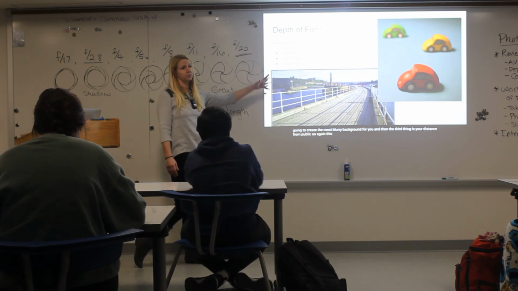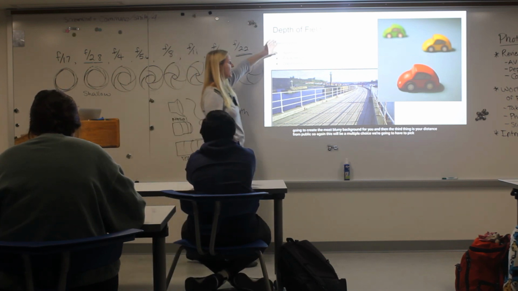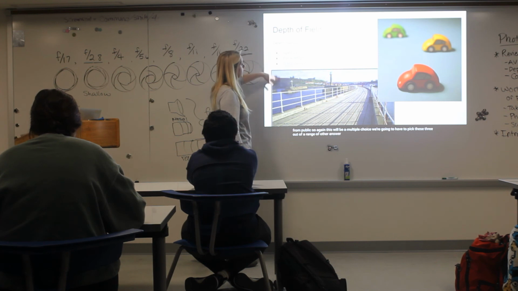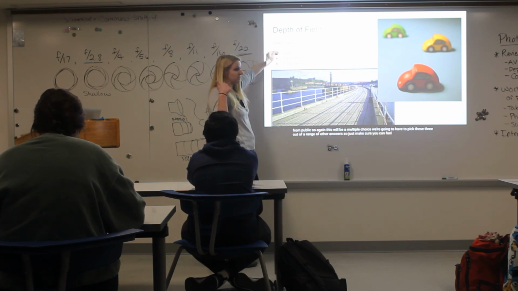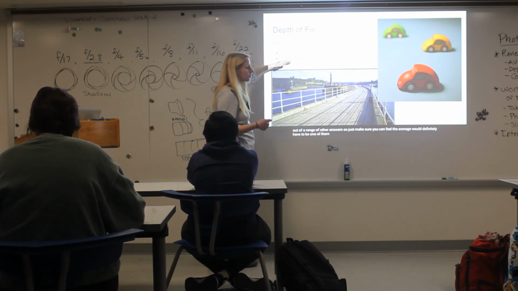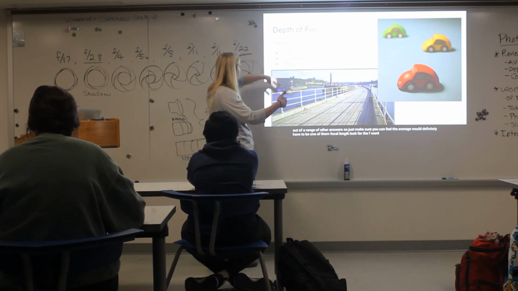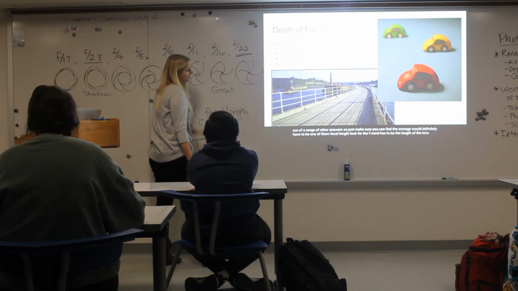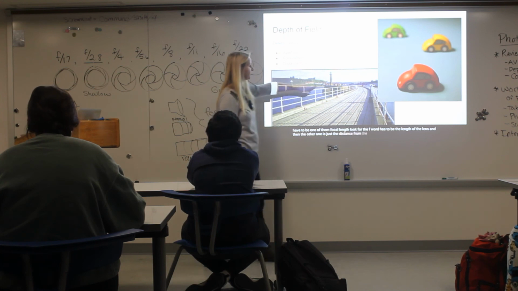So again, this will be a multiple choice where you'll have to pick these three out of a range of other answers. So just make sure the aperture definitely has to be one of them. Focal length, look for that F word, it has to be the length of the lens. And then the other one is just the distance from the subject.